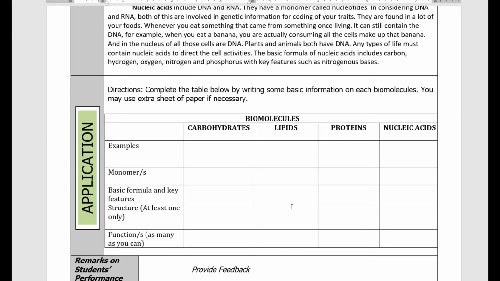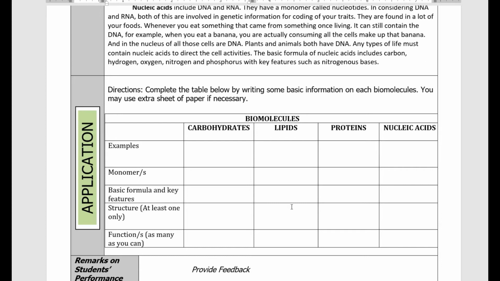Now, we have here the biomolecules: carbohydrates, lipids, proteins, and nucleic acids. In the first category, we have examples. So give an example of a carbohydrate. At least one example or 2. At least one example is enough, but if you can give more than one example, it's okay. Now the monomer, I believe it is mentioned in the abstraction, so you just have to write the monomer for carbohydrates, lipids, and proteins, as well as nucleic acid.